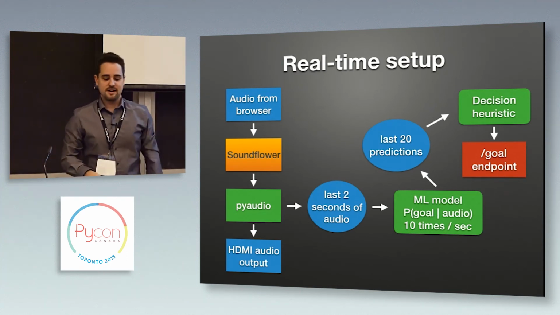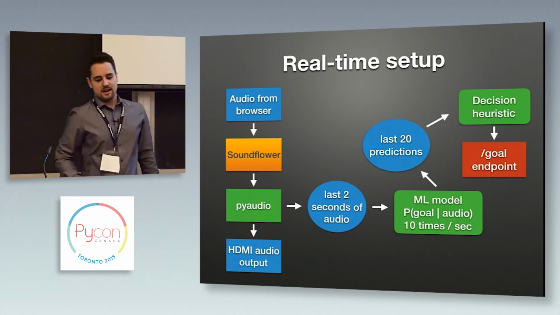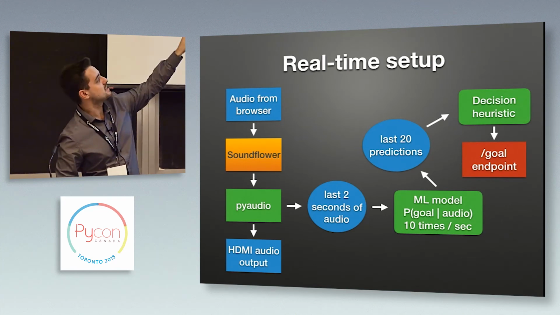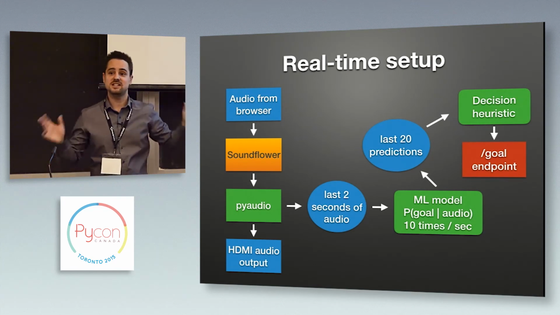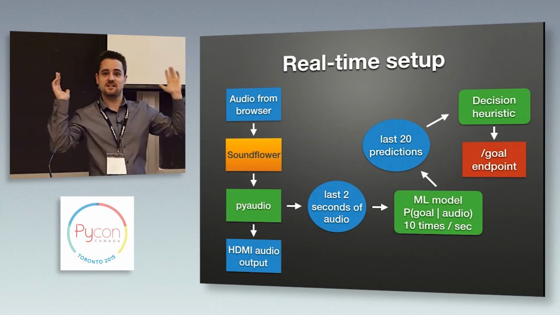As soon as I get a frame, I'm just scoring it. So I'm scoring 10 times per second as the audio moves through, and looking at the last predictions in my decision heuristic. And if we then decide that there's a goal based on that, we can call the endpoint and start the celebrations.